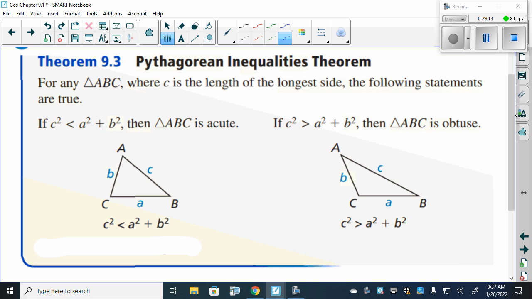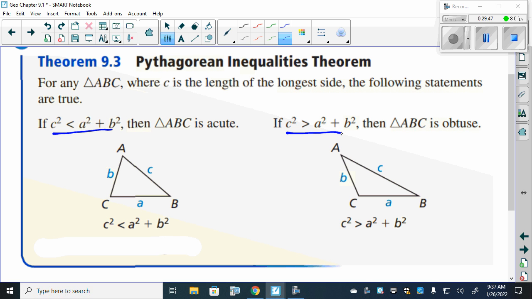And the Pythagorean inequalities theorem has two setups. We have that a squared plus b squared is greater than c squared, and a squared plus b squared is less than c squared. So the two cases are that the hypotenuse's value is either bigger or smaller than the sum of the squares of the two legs.